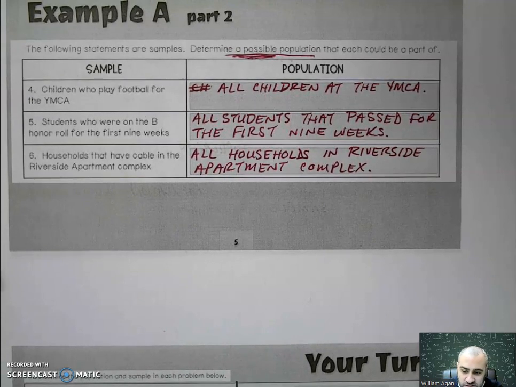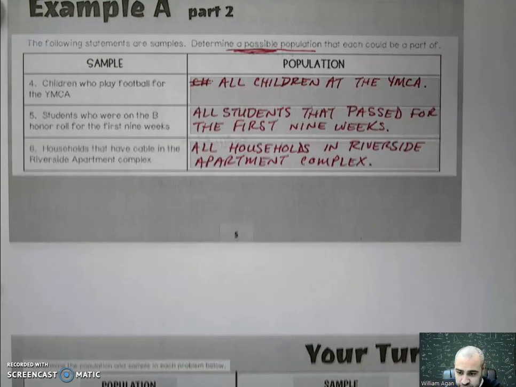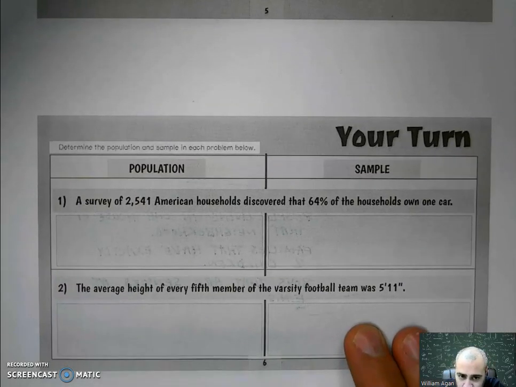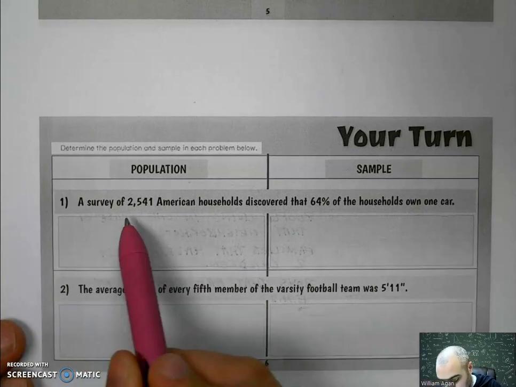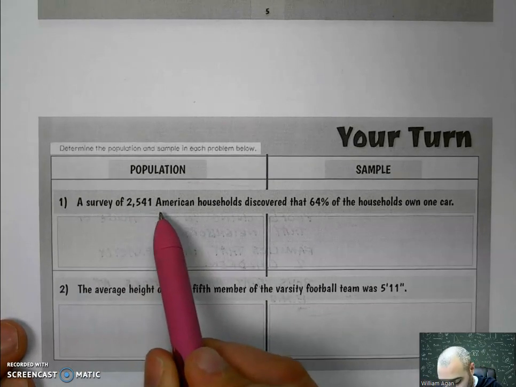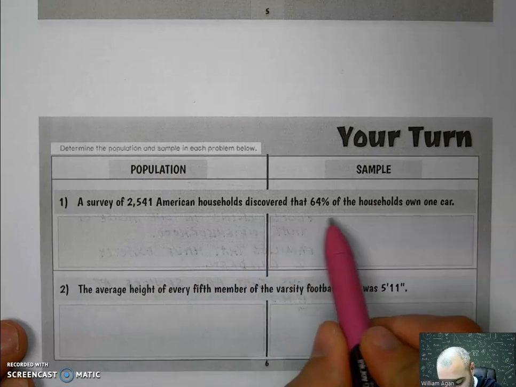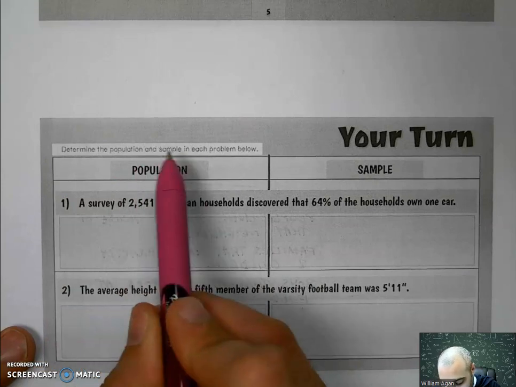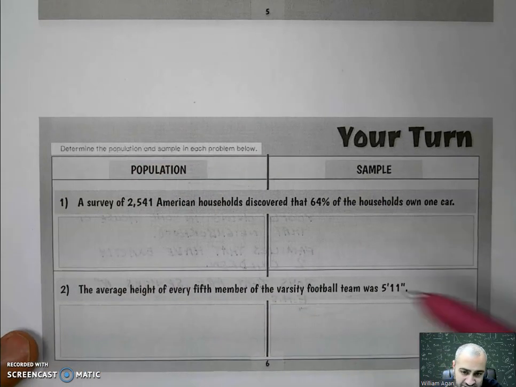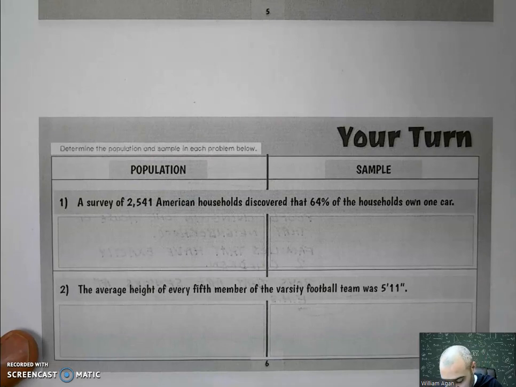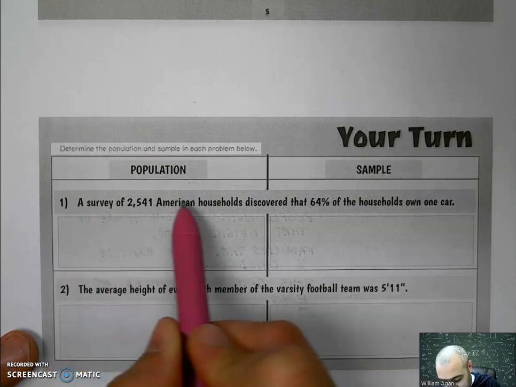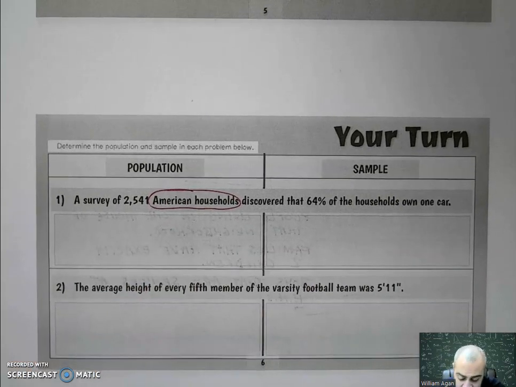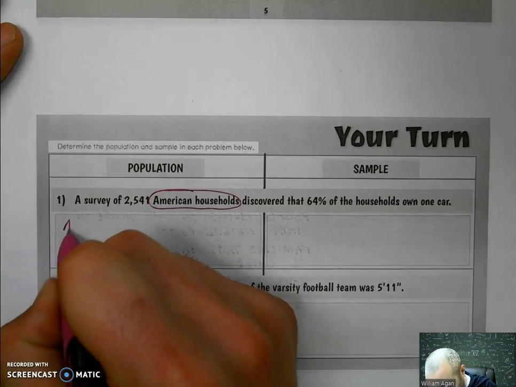Actually, if anybody is still watching this video this far, I'm going to sneak in here and help you with your turn number 1. A survey of 2,541 American households discovered that 64% of the households own one car. They want you to determine the population and the sample. Okay, well, it's not as hard as you may think. A survey of all these households, that's the population. That's who they are looking at. So, American households.